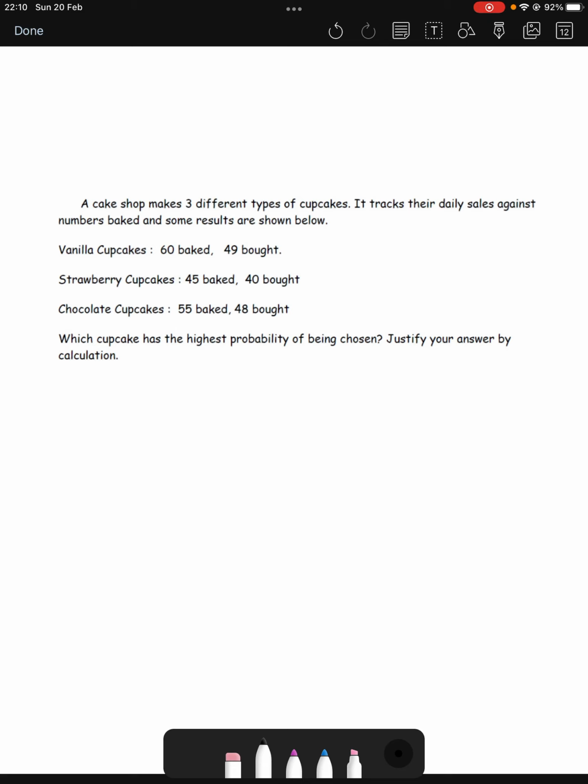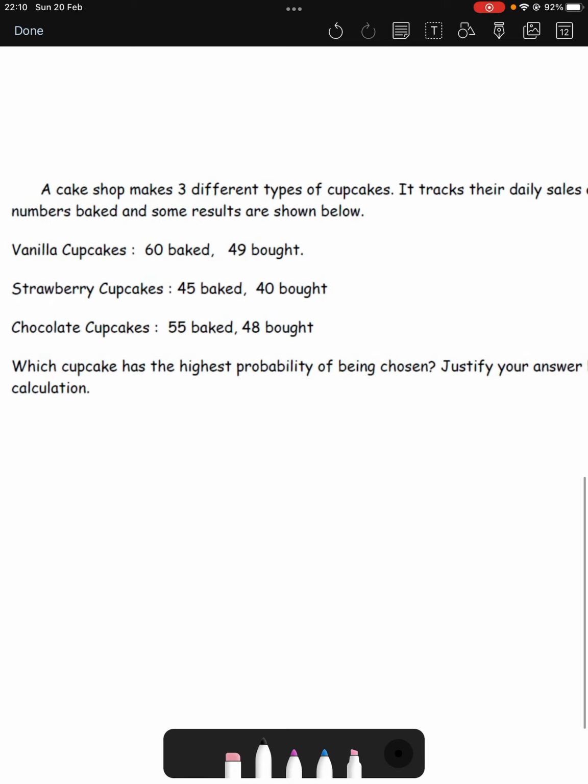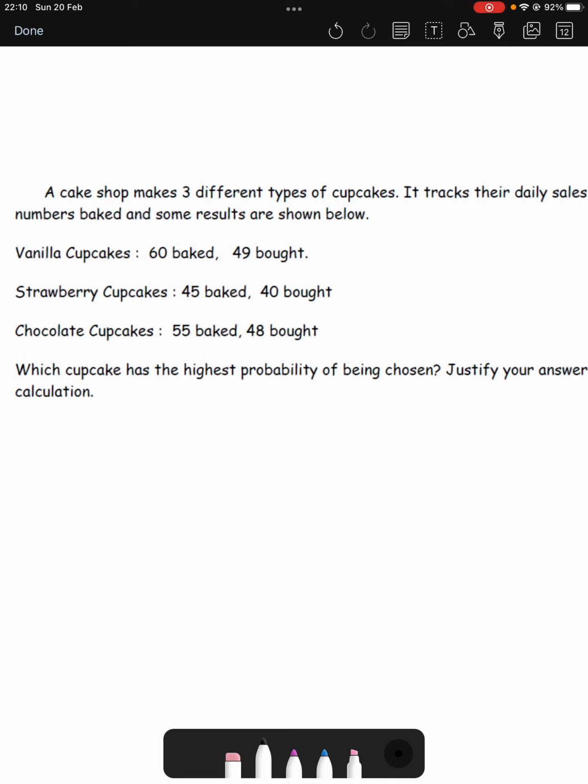So it says, which cupcake has the highest probability of being chosen? So vanilla, we've got 60 altogether, but 49 of them were bought. Now, when we're trying to compare them, even though this is the other way about, we want to compare how many have been sold out of how many there were altogether. So we need to do the 49 first. It's always out of the total, like 5 out of 9 games. So 49 divided by 60. Again, I'm just going to go 2 numbers, which is 0.82.